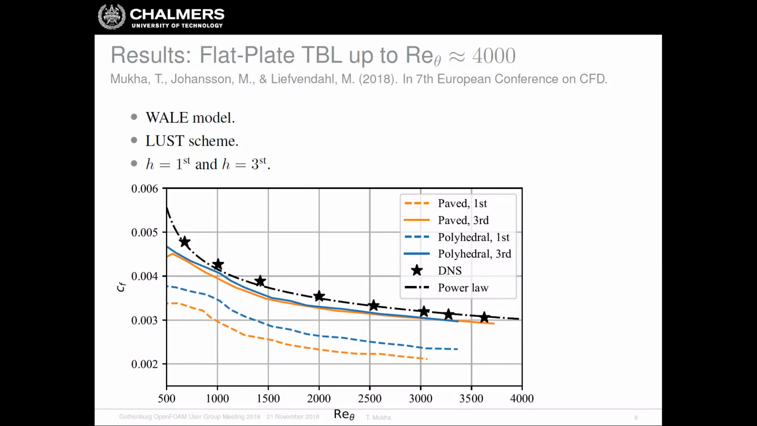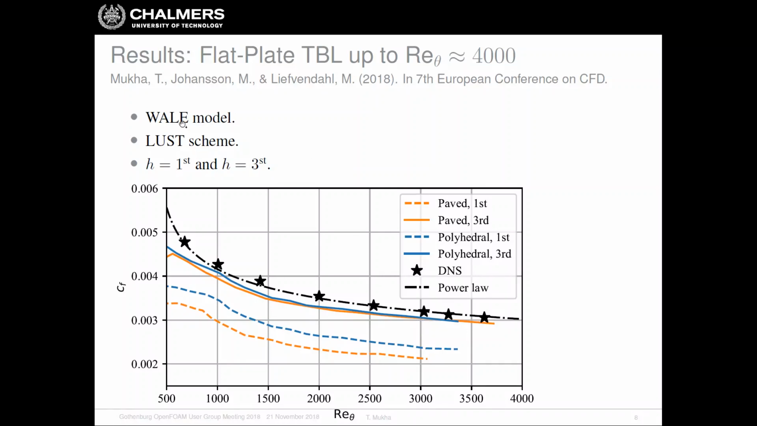And I'm going to have four result curves here, and they correspond to using the paved mesh, the orange curves, and the polyhedral mesh, the blue curves. For each of them, we have two different simulations that we have conducted. One simulation is that we sample from a wall adjacent cell, which is what we have previously said you should not do. And the second one is that we sample from the third cell instead, which we expect will lead to a better result.